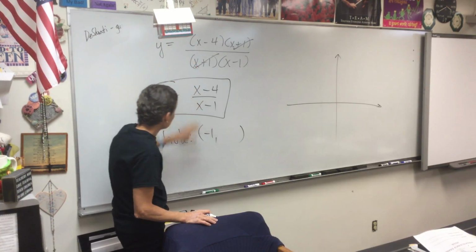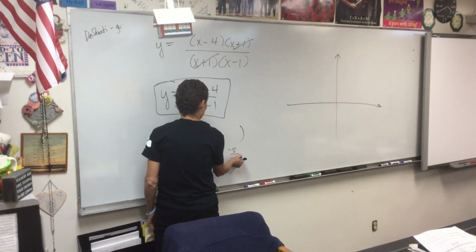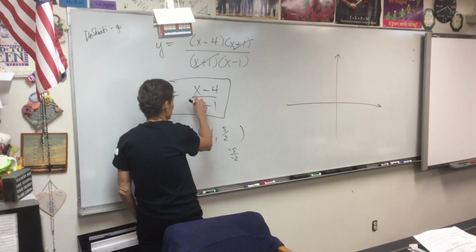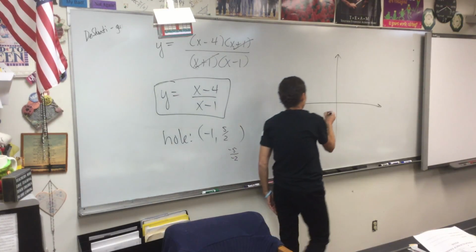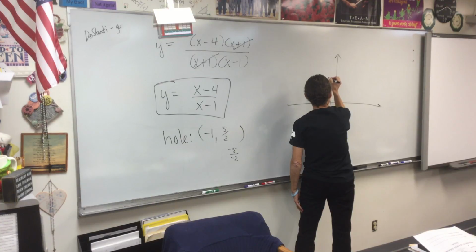So I put in -1, and what am I going to get? -5 over -2, 5/2. I put in -1, -1 minus 4, -1 minus 1. So I have a hole at -1, 5/2.